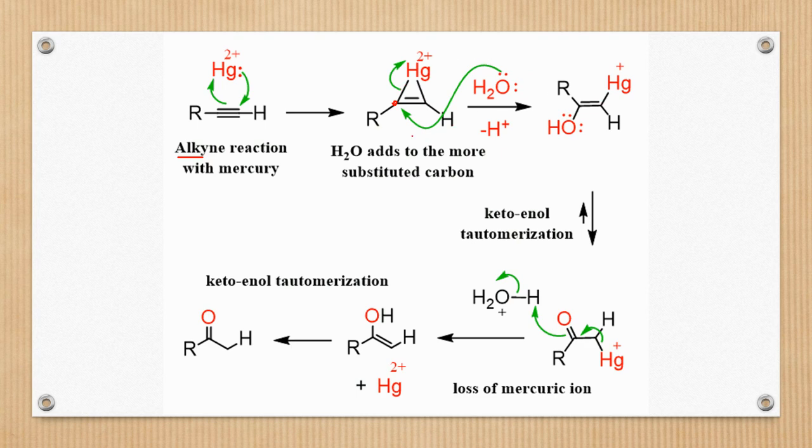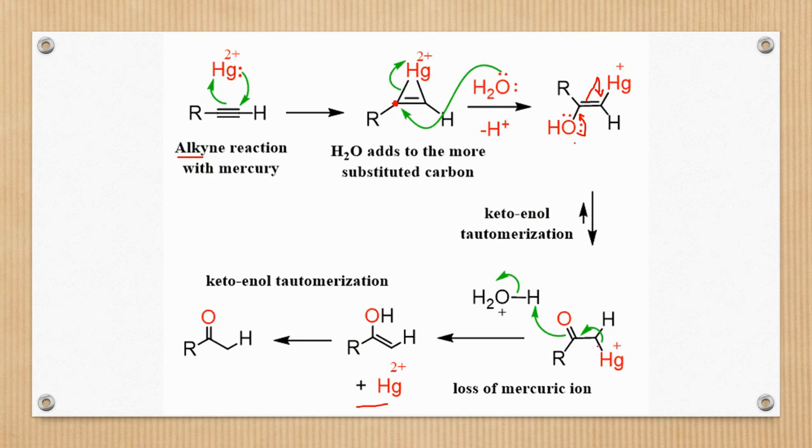So here the attack will take place at the more substituted center. After that, this mercury which is getting generated here will go through keto-enol tautomerism. I have told you that if you have the enol form, you can convert it to the corresponding keto form, but the keto form is more stable than the enol form. So the keto form is getting formed, and there is a loss of mercuric ion to form this particular species.